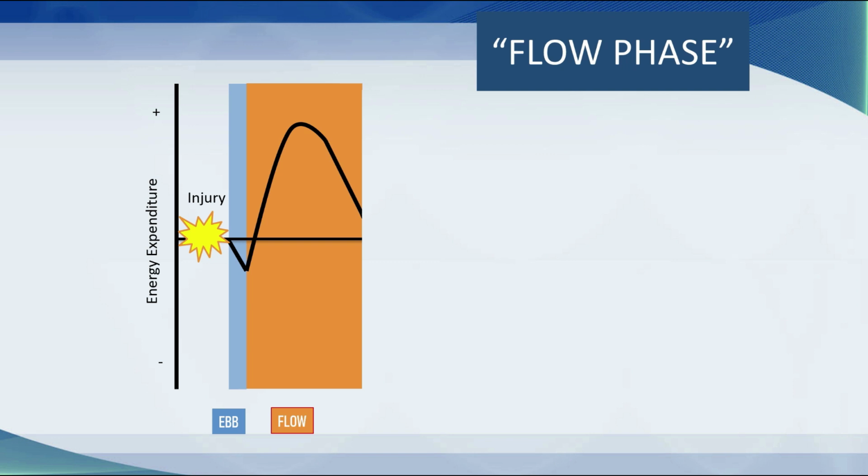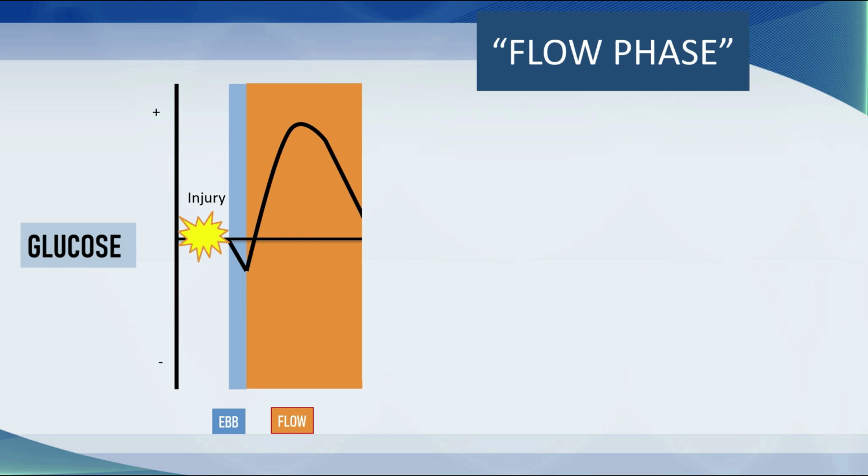The flow phase is all about an increase in energy expenditure. Now we can put other things over here on this y-axis. It can be temperature. Temperature goes up. We can look at inflammatory mediators or markers like IL-6, procalcitonin, white cell count. They all go up during the flow phase.